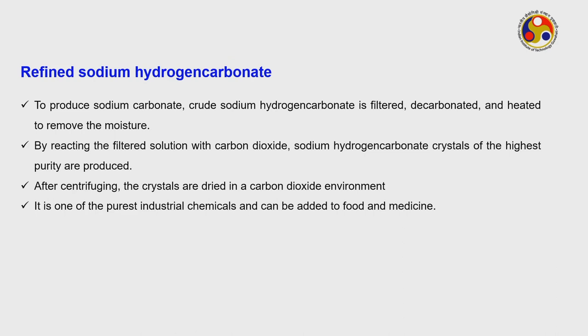To produce this type of sodium carbonate, the crude sodium hydrogen carbonate is filtered. You filter it, decarbonate it, meaning you separate out the carbon dioxide, and then heat to remove the moisture. Then you react the same filtered solution with carbon dioxide. Then you form sodium hydrogen carbonate crystals. After centrifuging, the crystals are dried in a carbon dioxide environment. It is one of the purest industrial chemicals and can be added to the food and medicine industry.